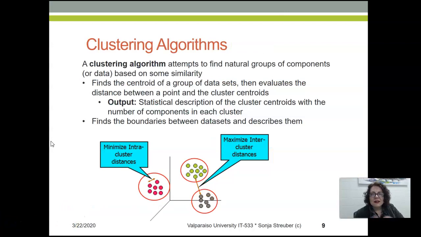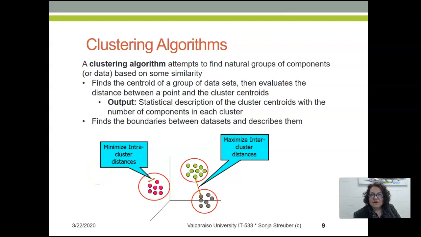As we already said, a clustering algorithm is designed to find natural groups of components or data based on any kind of similarity that this algorithm discovers within these data. This also means that the goal for our clustering algorithm is twofold. The first goal for a clustering algorithm is to find clusters in which the data points are as close together as possible. We call this minimizing the intra-cluster distances.